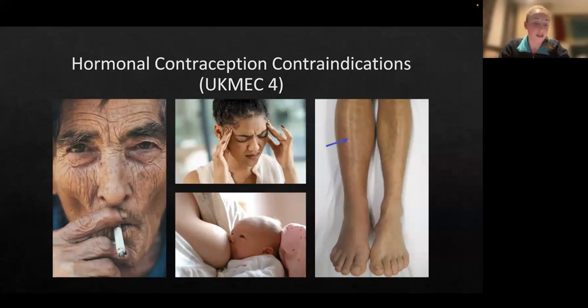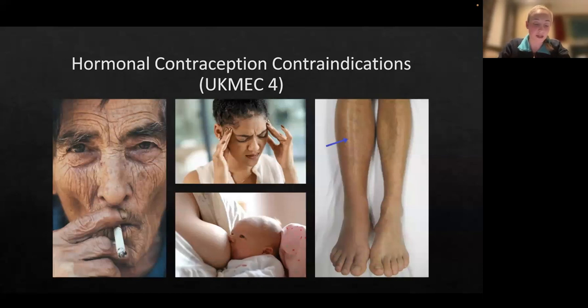If they're greater than 35 and smoke more than or equal to 15 cigarettes a day, very niche one, but that's just on the criteria, and so important if you're counselling someone on contraception that you're asking them these questions to show that you know that you wouldn't give it in that case.